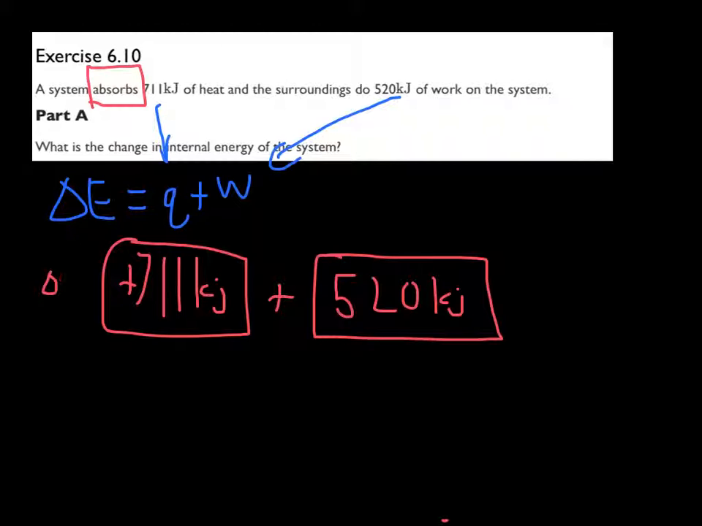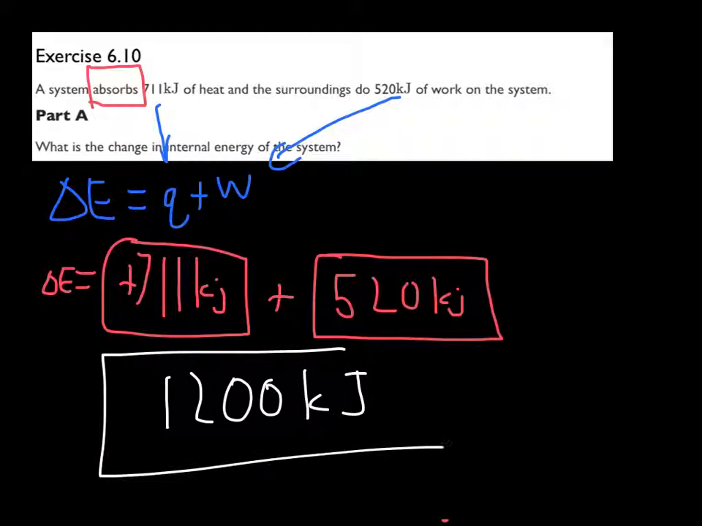So let's write delta E equals. Now, this is simple math. Delta E, so 711 plus 520 equals 1,231, which is 1,200 kilojoules with two significant figures. And that is the value for delta E. Now, does this make sense? Let's quickly go back. 711 kilojoules of heat was absorbed. Check. Surroundings did 520 kilojoules of work. Check. Alright, let's do the next one.